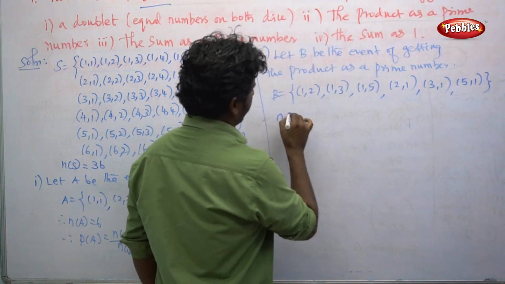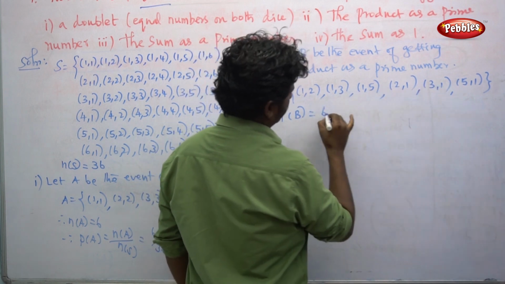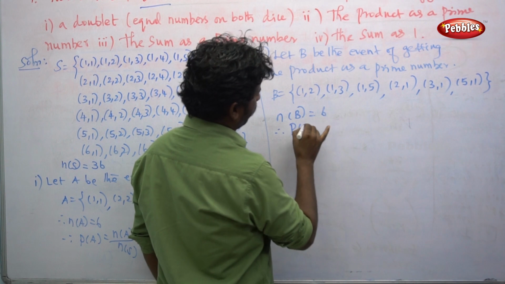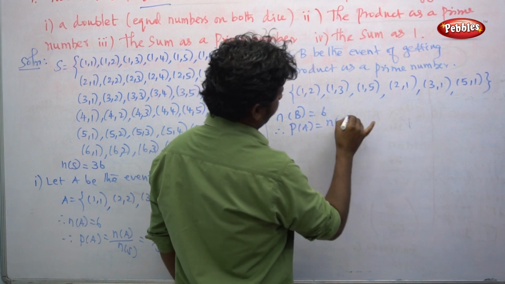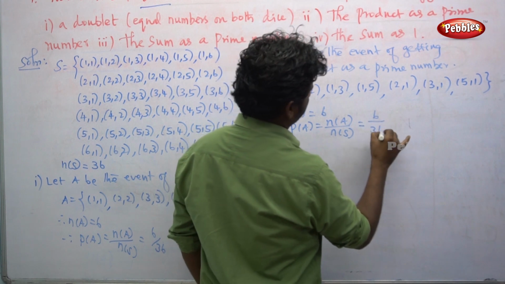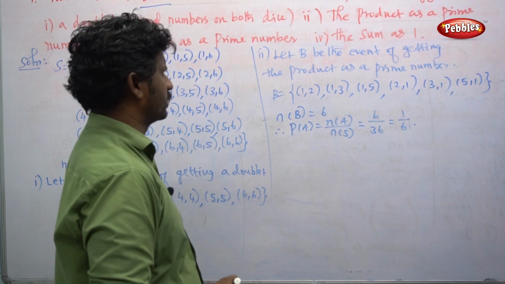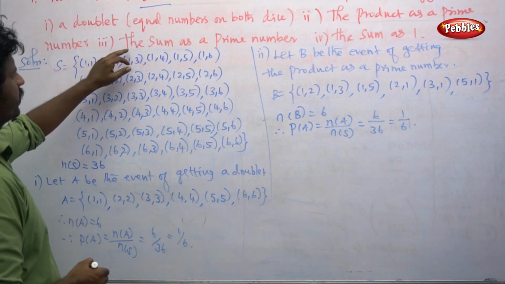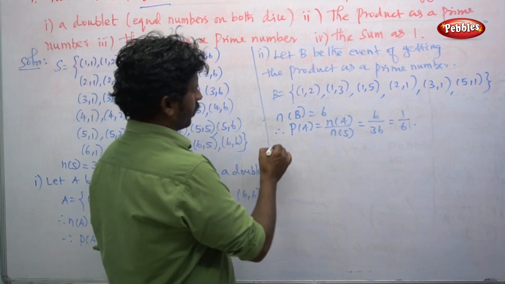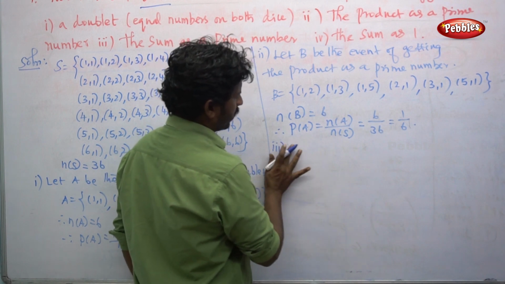So the n of B is equal to 6. Therefore the P of B is equal to n of B by n of S, which is equal to 6 by 36 is equal to 1 by 6. Cancel பண்ண 1 by 6. Now see the third point. The sum has a prime number. The sum C event எடுத்துக்கலாம் இல்லையா?